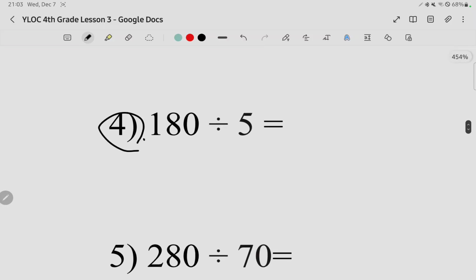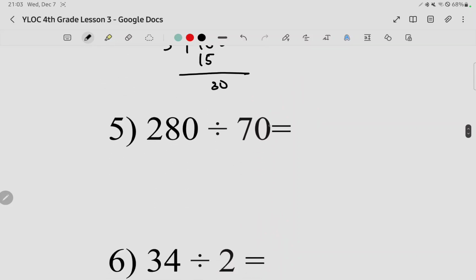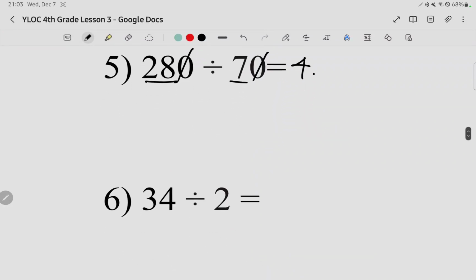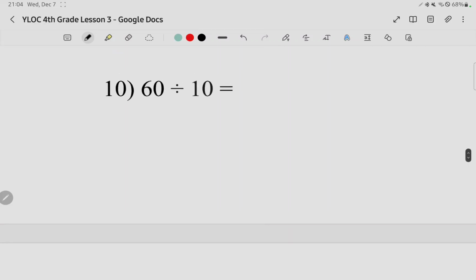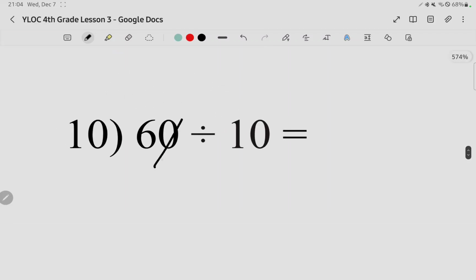And number 4, this is similar to number 1. If you have 0, you can put it back, and actually, no, sorry. Let's divide. 5 can go into 18 3 times, and 36. So this becomes 36. And in this case, you can cancel out zeros, and then just divide 28 and 7, which is 4. Other than that, it should be really easy. Just really quick, you can cancel out, and 6 divided by 1 is 6.